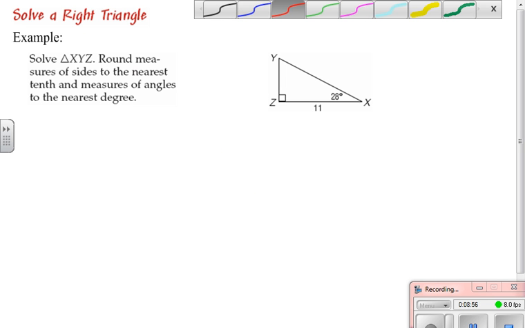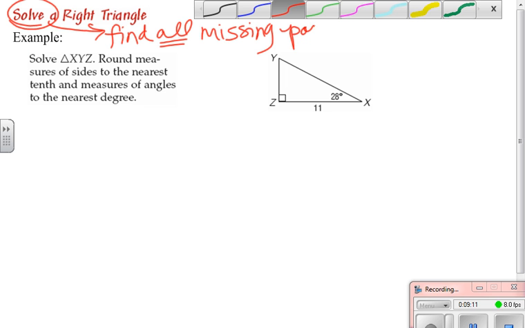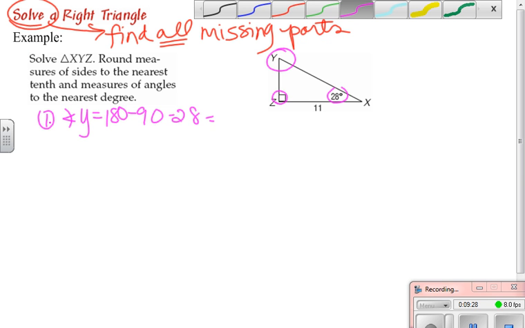Now, solve a triangle. Solve means find all missing parts. There could be anywhere from 2 to 4 missing parts that you need to fill in. These are multiple point problems, so be sure to do all the parts. The easiest place to start is always the missing angle because I know these two. So the first thing I'm going to find is that angle y is equal to 180 minus 90 minus 28, and I know that y is 62.